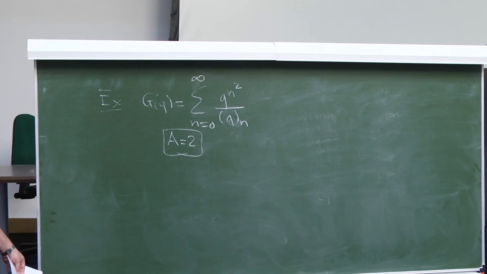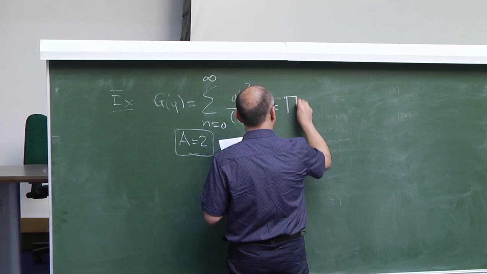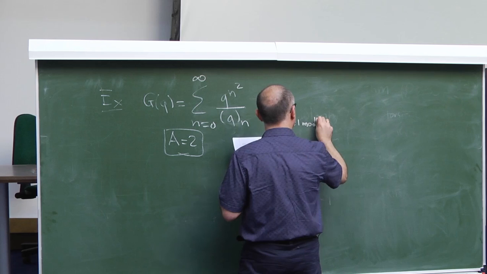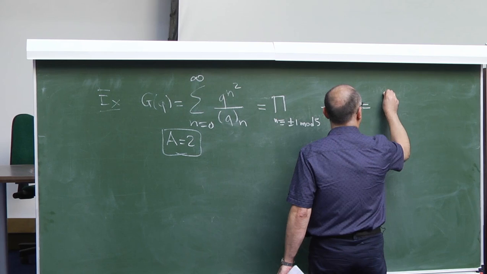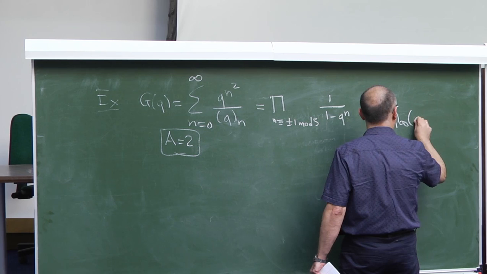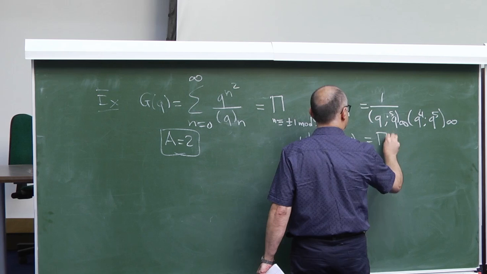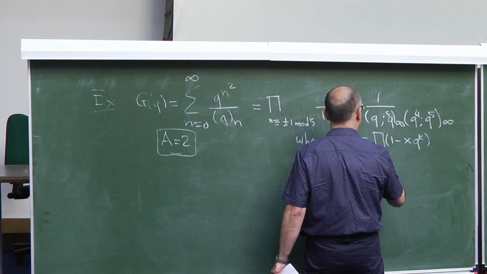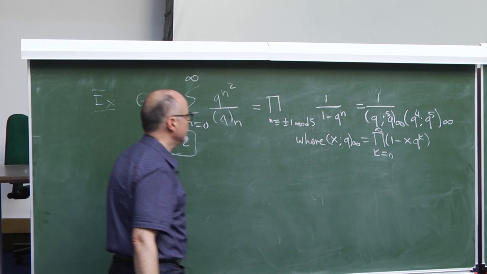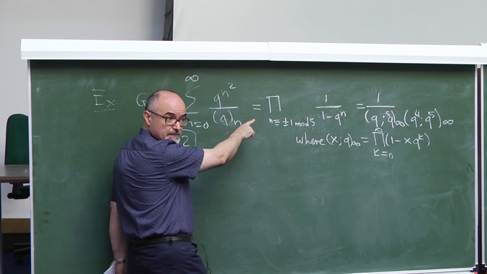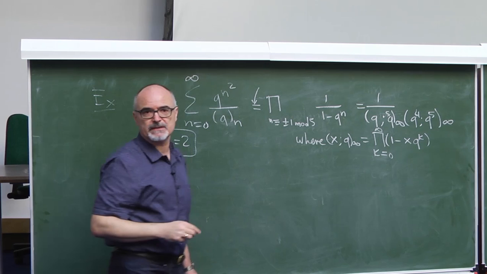Okay? Honest enough? This particular series can actually be written as a product over n congruent to plus or minus 1 mod 5 of 1 over 1 minus q to the n. And that can also be written this way, where x q infinity is the product of 1 minus x q to the k from 0 to infinity. Okay. This identity here, that an infinite sum is equal to that particular product, is not such an obvious identity. It is an identity discovered by Ramanujan.